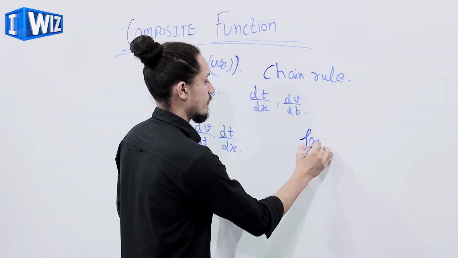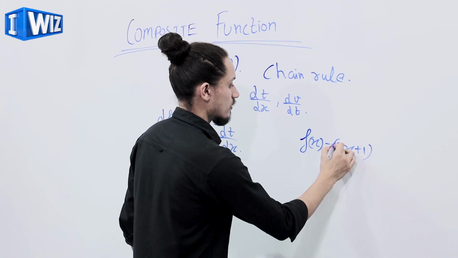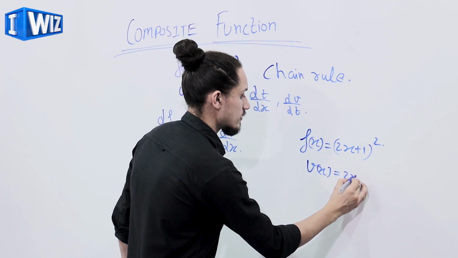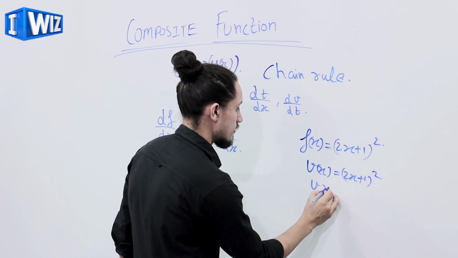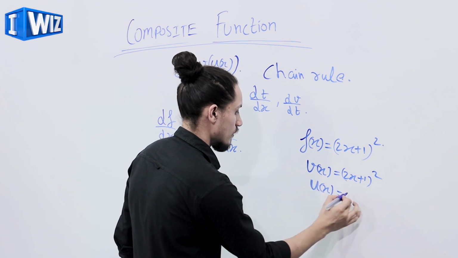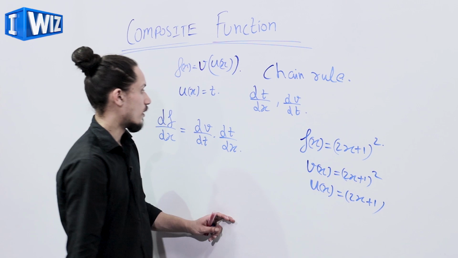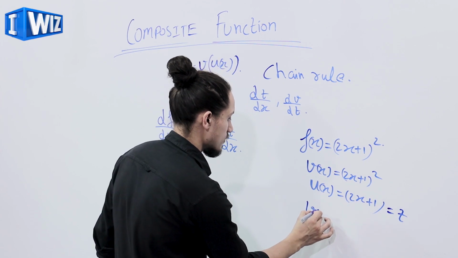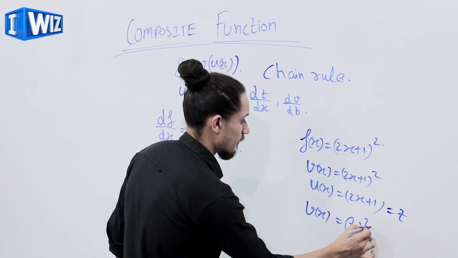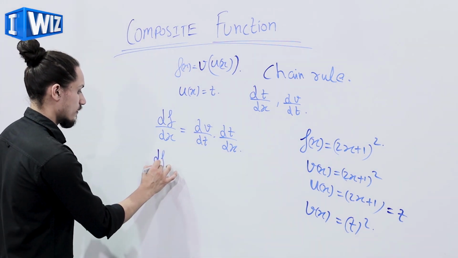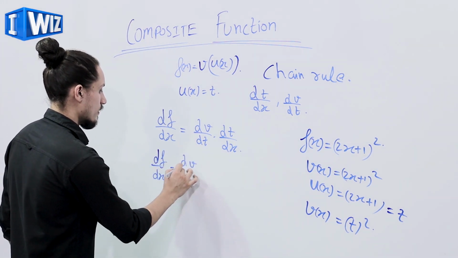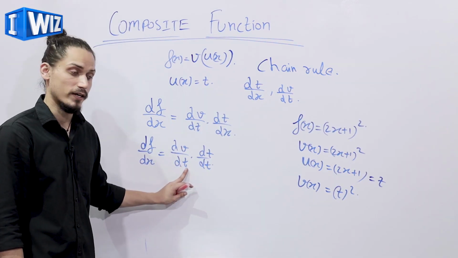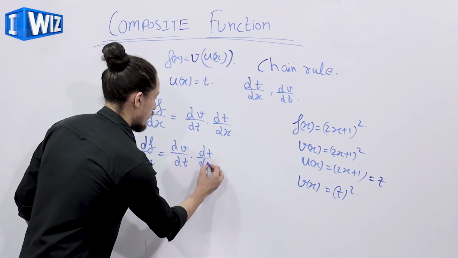For example, let's say we have a function (2x plus 1) square. So in this case, what is v of x? v of x is equal to (2x plus 1) square and u of x is equal to 2x plus 1. So first step was to put u of x is equal to t. So if u of x is equal to t, then v of x becomes t square. So by chain rule, df by dx will be equal to dv upon dt into dt upon dx. That is derivative of v with respect to t and derivative of t with respect to x.